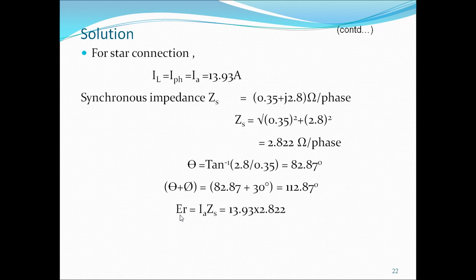Whereas resultant impedance drop ER is equal to IA into ZS. IA here we have, that is 13.93, and impedance is 2.822, which gives a value of 39.31 volts. Note down this.